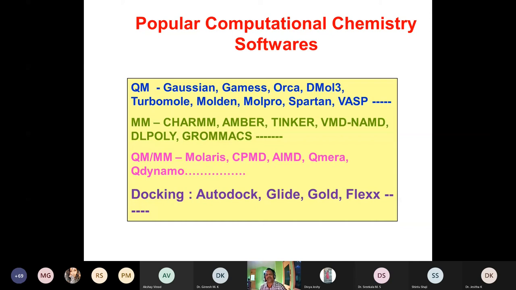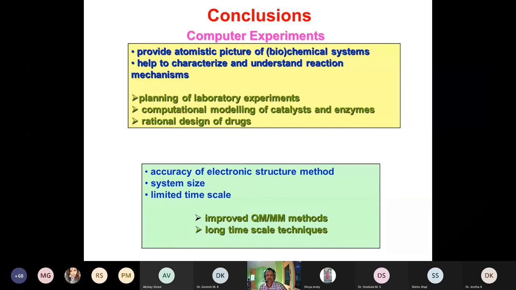Actually, the last published article, particularly the COVID article, we published exclusively using free simulation softwares like Gromacs, NAMD, VMD. And docking was performed using AutoDock, again a free software. So I may conclude my speech now.